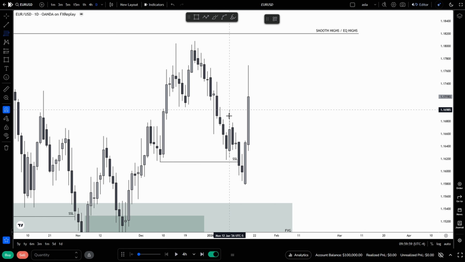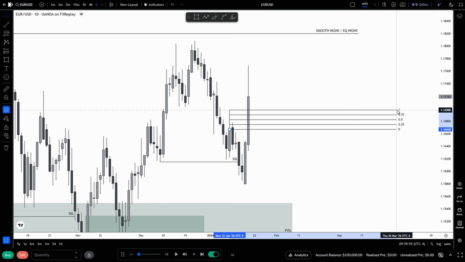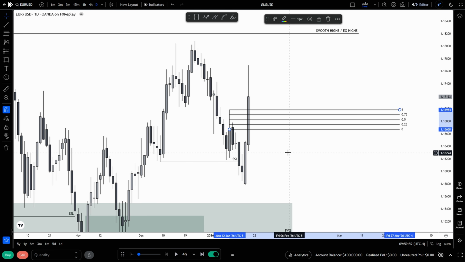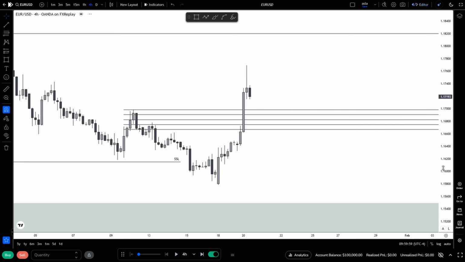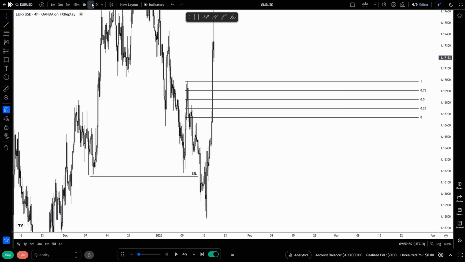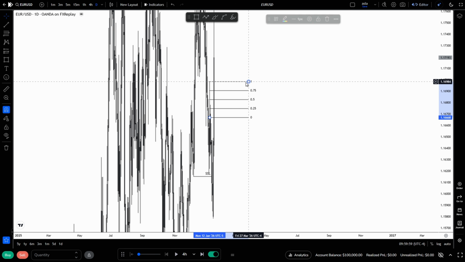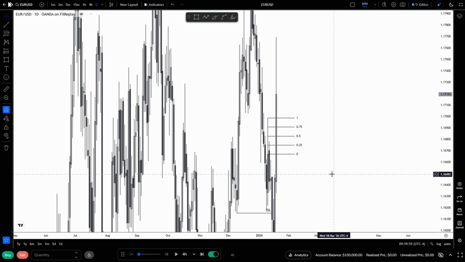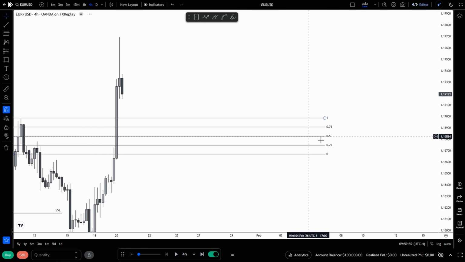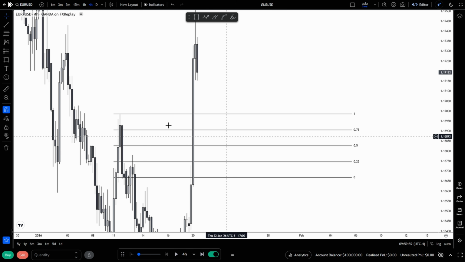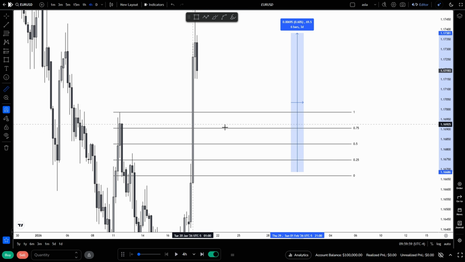Now that we have the matrix PD array marked, let's move down to the 4-hour chart and see if we can find more confluence. Remember something very important about the matrix PD array. The lower quadrant works the same as discount, and the upper quadrant works the same as premium. So in simple terms, lower quadrant equals long opportunities, upper quadrant equals short opportunities.